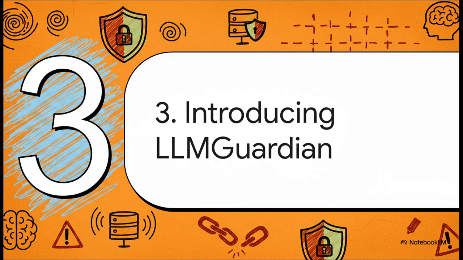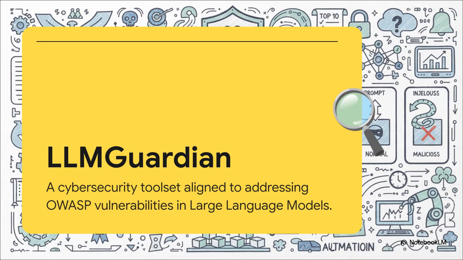Okay, so the problem is crystal clear, and the threats are really well defined. Which brings us to the big question, right? What are we actually doing to stop them? And this is where LLM Guardian comes in. It's a full-on, open-source cybersecurity toolset built to be that bodyguard for your AI. Its whole mission, its entire reason for being, is to stand on guard and defend against that OWASP Top 10 list of threats we just talked about.